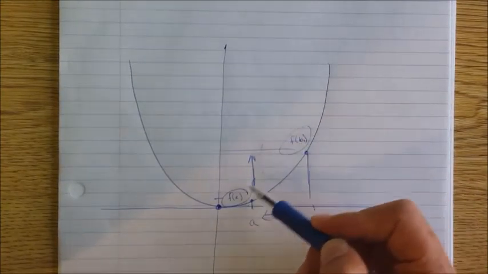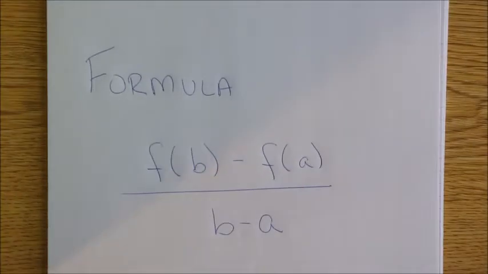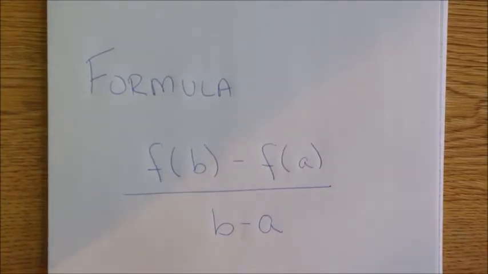You take f of b, subtract f of a, and then you divide it by b minus a. All right, here's your little formula. Remember that, okay? You're taking that guy, taking away that. It's a very short cut, a very fast answer.